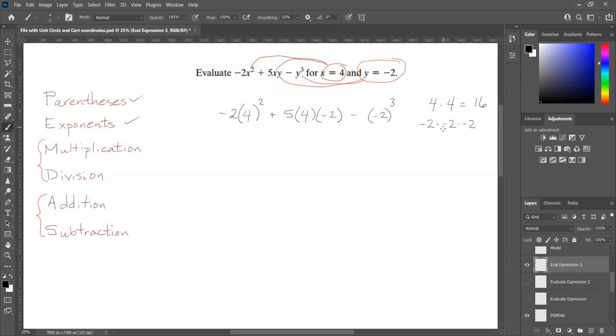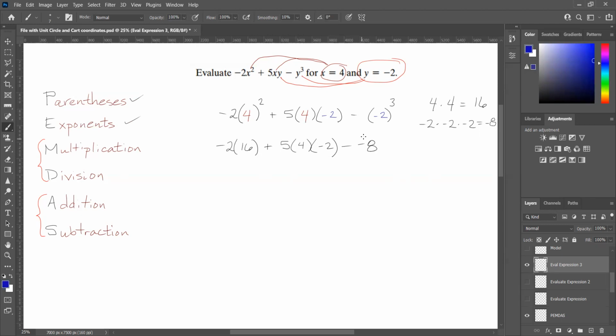A negative times a negative is a positive, and then that positive times one more negative is a negative. And 2 times 2 times 2 is 8. So this will be negative 8. So now I can plug those in. We still have our negative 2 out in front. 4 squared, we said, was 16. And then I'll go ahead and leave these here for right now. When we do our multiplication, we'll take care of those. And then minus negative 2 cubed, we said, was a negative 8.